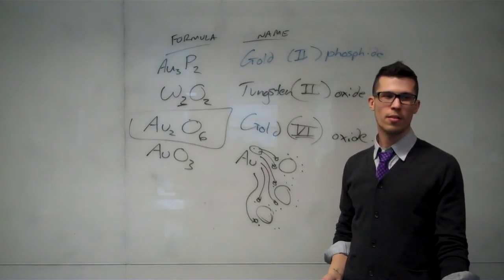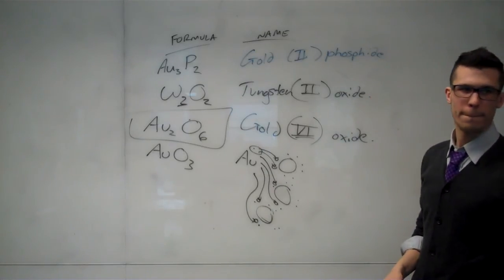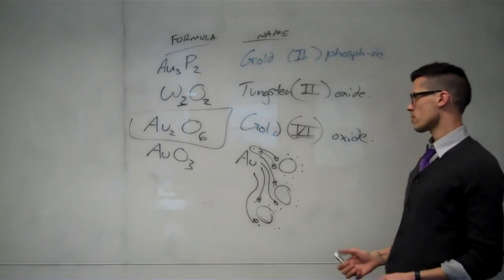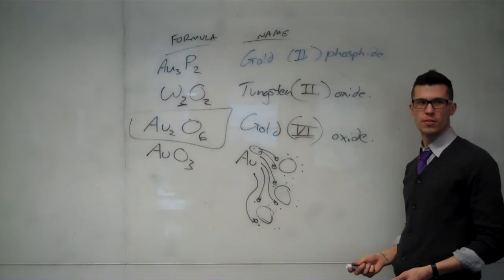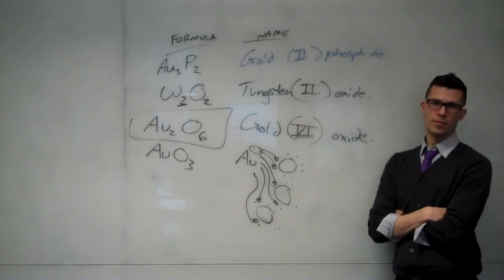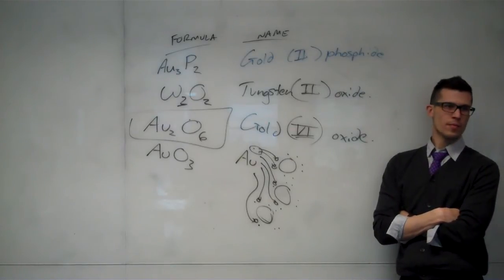Okay, so for the Au2O6, I grabbed 6 oxygens. Yep, that works. You simplified it. From 2 over 6, I think of it as fractions, which also equals 1 over 3.